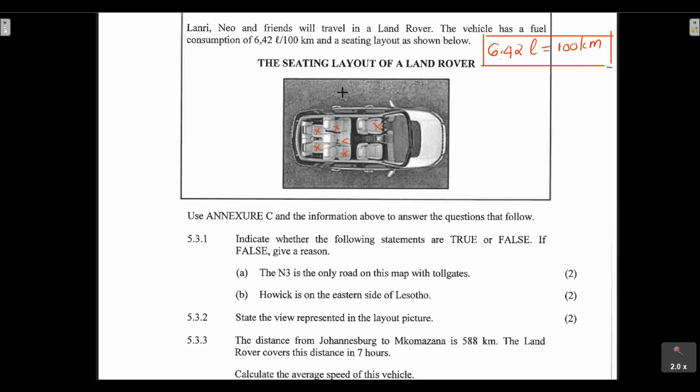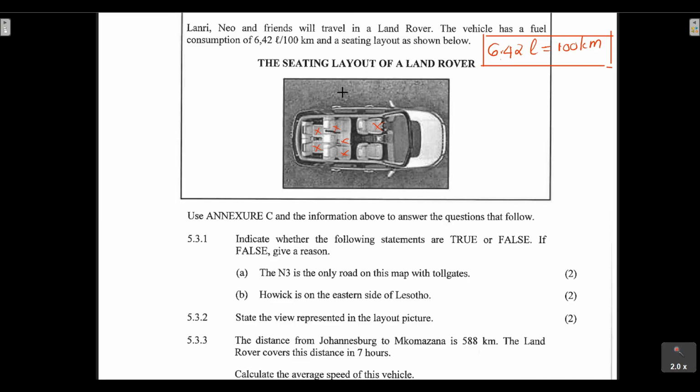Okay, so we can either say this is like a top view of this Land Rover, or we can say that this is an aerial view of this Land Rover. What do I mean by aerial? I mean that it's any view from a great height. Okay, so it's a view from a particular height, so it's an aerial view.